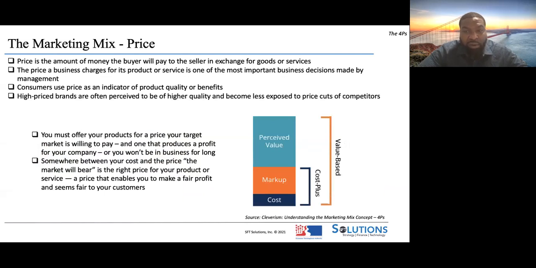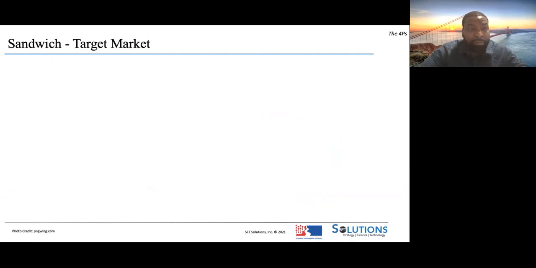Price. This is where the rubber meets the road, right? You always want your customers to believe that they're getting good value. And we'll talk about that later. But what are the discounts? What are the payment plans? What are the credit terms? What is the retail price? These are all things of concern to the buyer and things that you have to take into account when you set the price. A lot of folks tend to use cost plus markup, but during this class, we're going to try to sell you on the concept of value-based pricing. And that's, I think, where everyone wants to be.